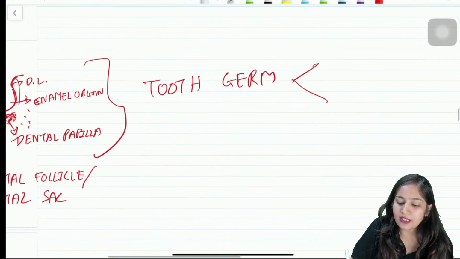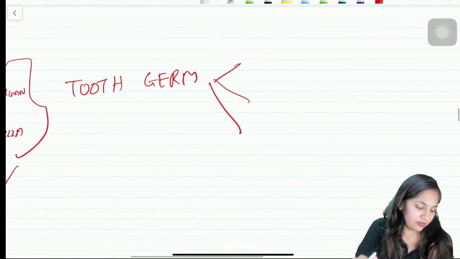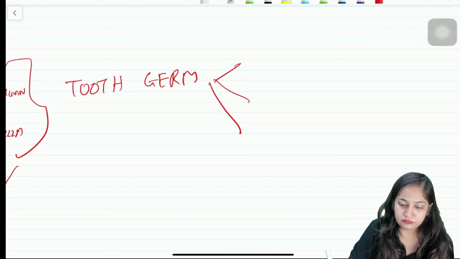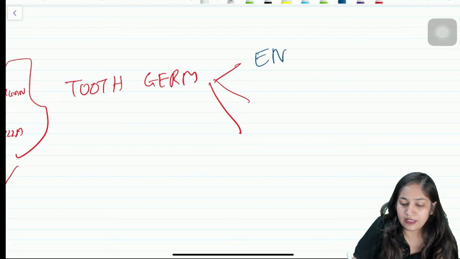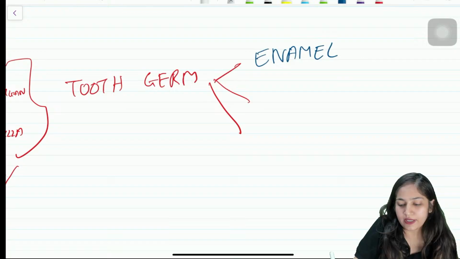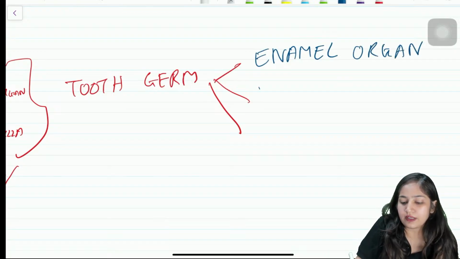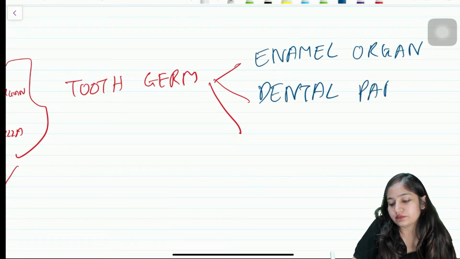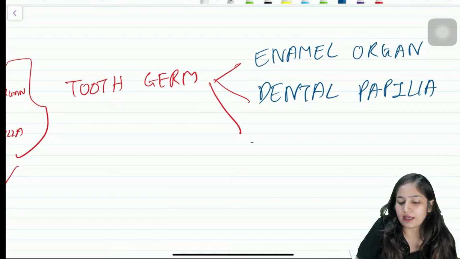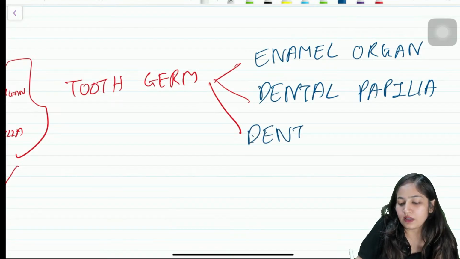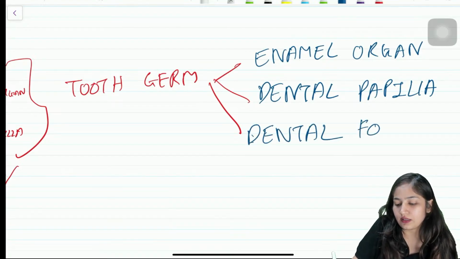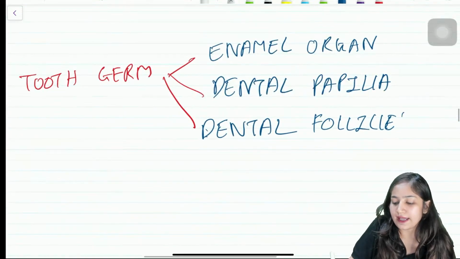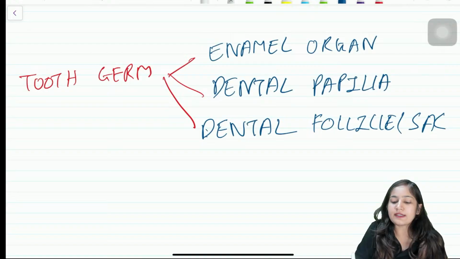So which three structures form the tooth germ? Enamel organ, dental papilla, and dental follicle, right? Or dental sac. So what is enamel organ?